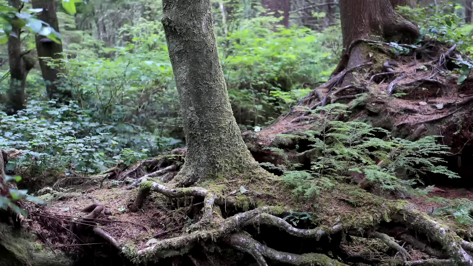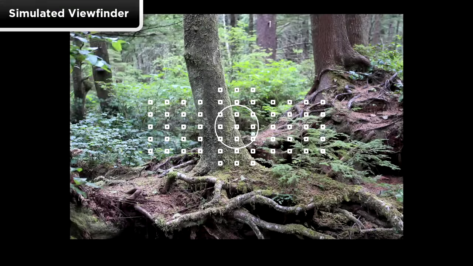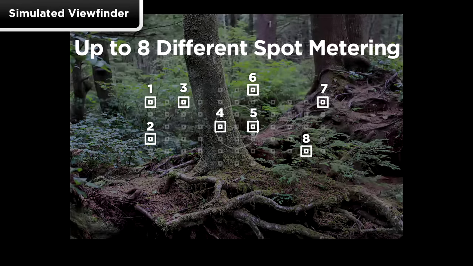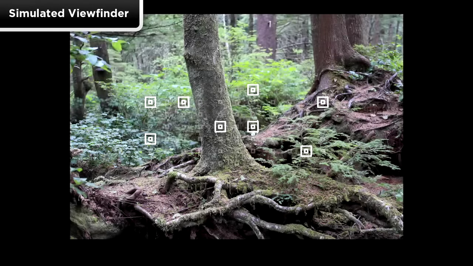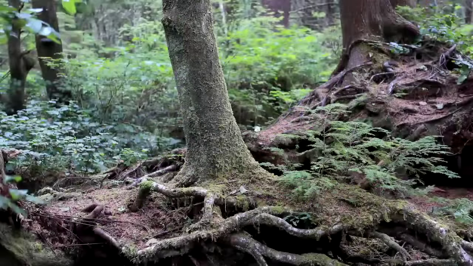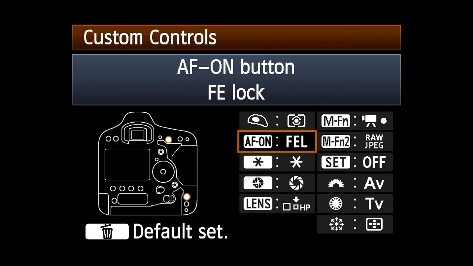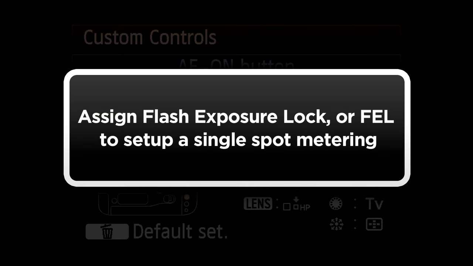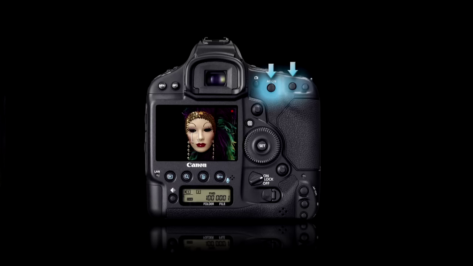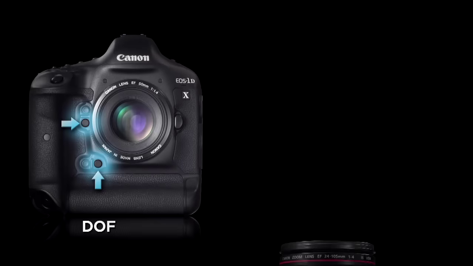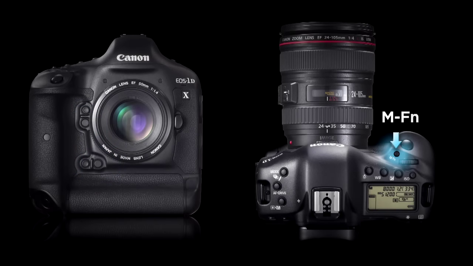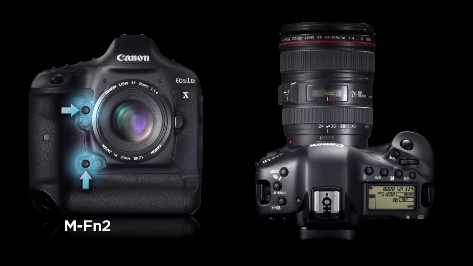For more complex scenes with mixed lighting, multi-spot metering gives you the ability to take up to 8 separate spot meter readings and have the camera average them into one final meter reading. In the 5th Custom Functions menu, go into Custom Controls and assign Flash Exposure Lock, or FEL, to one of the following buttons: the AF On button, the AE Lock button, the Depth of Field Preview button, or one of the 2 available multifunction buttons.